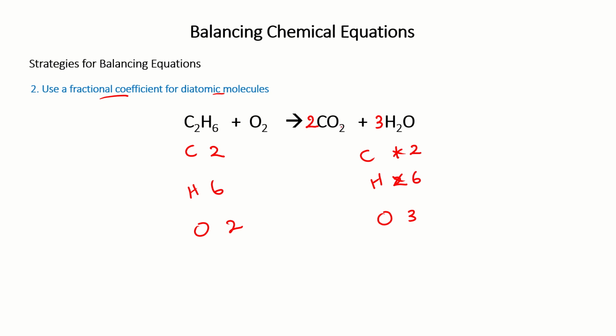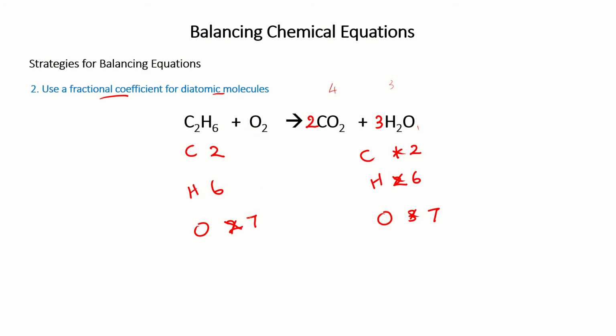2 multiplied by 2, you have 4 oxygens coming from carbon dioxide, and 3 multiplied by 1, you get 3 oxygens coming from water. So 4 plus 3, that is a total of 7 oxygen atoms. So that means on the reactant side also you are required to have 7 oxygen atoms. Now if you put this 7 straight over here, that would lead you to a 14.